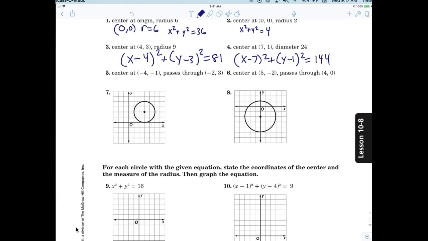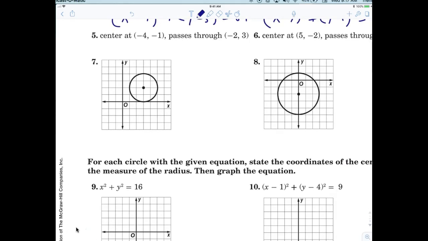Now, we're going to skip number 5 for a quick second. I want everybody to tell me about 7. First tell me what the center of that is. 2, 2. And the radius is 2. So now we go x minus 2 squared plus y minus 2 squared equals 4. That easy.